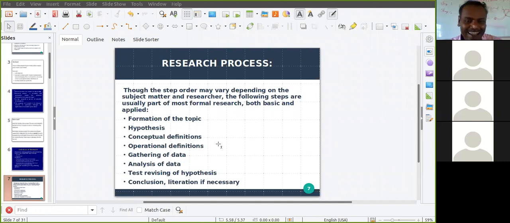In the next slides we are covering the formation of topics. Don't worry about that one. These are all the steps in the research process. Yes. So formation of topics, hypothesis, conceptual definitions, operational definitions, gathering of data, analysis of data, test revision of hypothesis, conclusion, iteration if necessary. These are all the common research processes applied in your research work, especially in medical research.